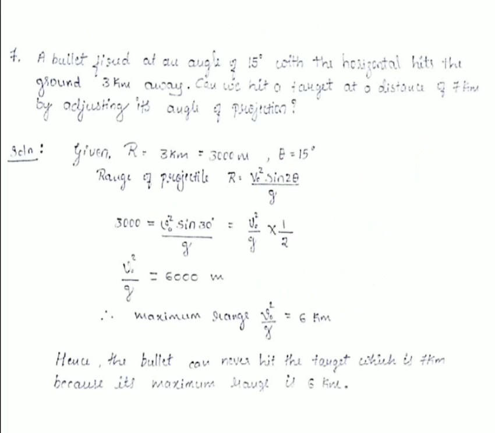Here in the problem, the range value is given, that is 3 kilometer, theta value is 15 degree. Next, formula of range of the projectile, what is that? R is equal to V naught square sin 2 theta upon G. Okay, substitute the value of R and theta. I will get V naught square by G as 6000 meter. So you know that V naught square by G is nothing but what? Maximum range expression. That is how much? 6 kilometer.